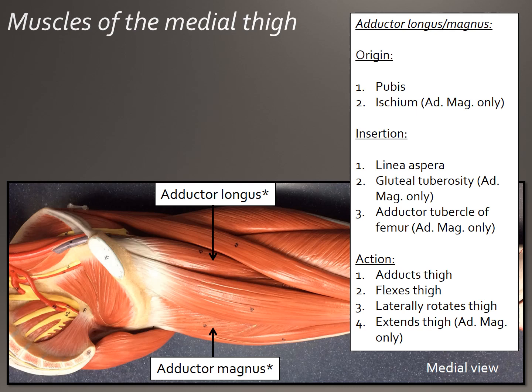And then the adductor magnus has two other insertions, those being the gluteal tuberosity and the adductor tubercle of the femur. And that's for the adductor magnus only. And then for the action, they both adduct the thigh, as their name suggests. They also flex the thigh. They laterally rotate the thigh. And the adductor magnus also extends the thigh. Again, this is only for the adductor magnus.